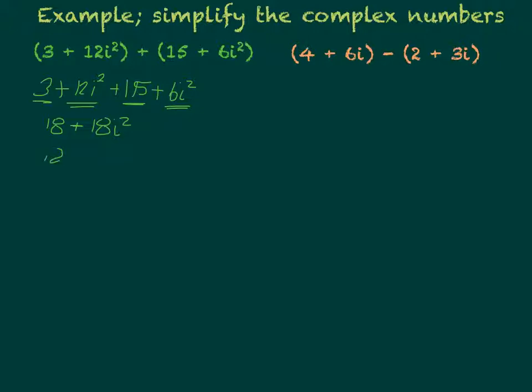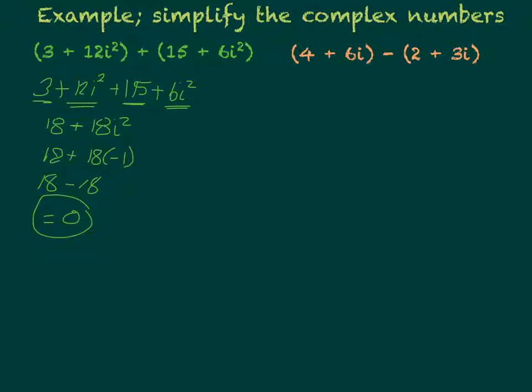But if you remember, we said we always change the i squared to a -1. So we have 18 plus 18 times -1. 18 times -1 is -18. So our answer is 0. Our simplified form is just 0.